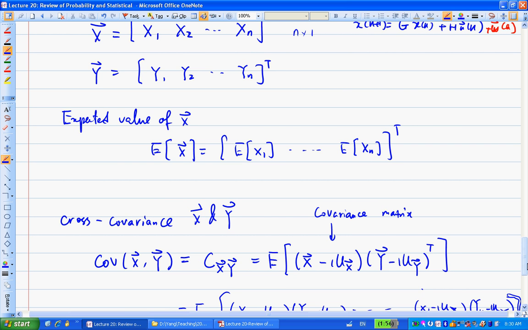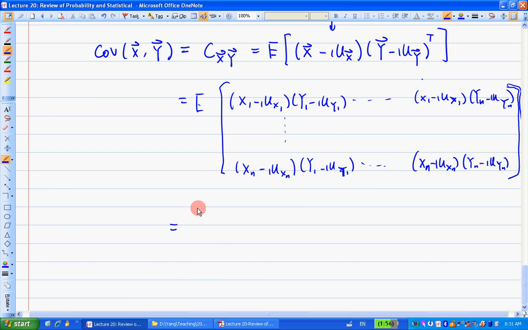And maybe I'll just write here. This is mu x, the expected value of this. So that basically is the same thing as the expected value of x, y transpose, minus mu x and mu y transpose. Okay, it's equivalent in terms of writing of this. Okay, that's covariance.